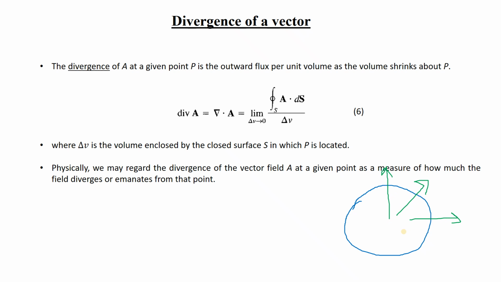Okay. Now the fluxes are coming out of that particular sphere. Suppose inside there is some electric charge, and fluxes are coming out like this. So when fluxes are coming out of the sphere, the amount of flux coming out per unit volume is called the divergence of that particular vector.